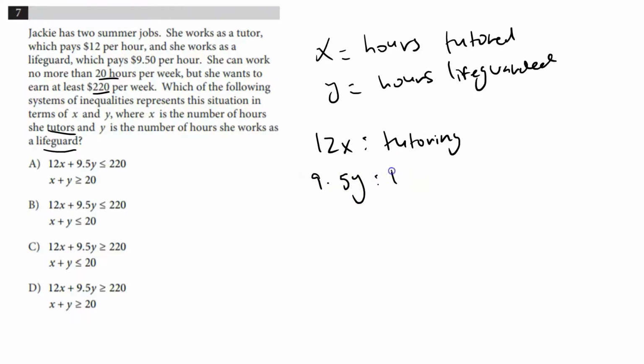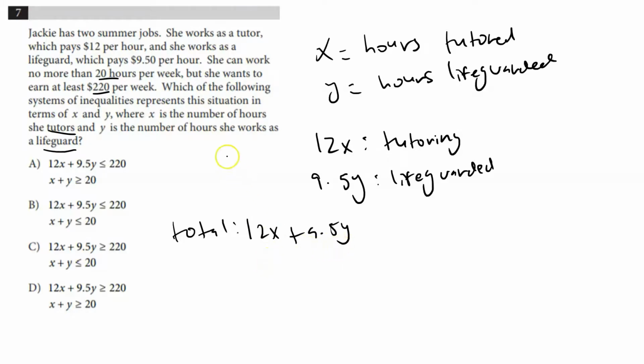So let's total. That's 12x, the amount of money from tutoring, and 9.5y, the amount of money from lifeguarding, added together. So that's just 12x plus 9.5y. That's the total amount of money she earns in a week if she works x hours as a tutor and y hours as a lifeguard.